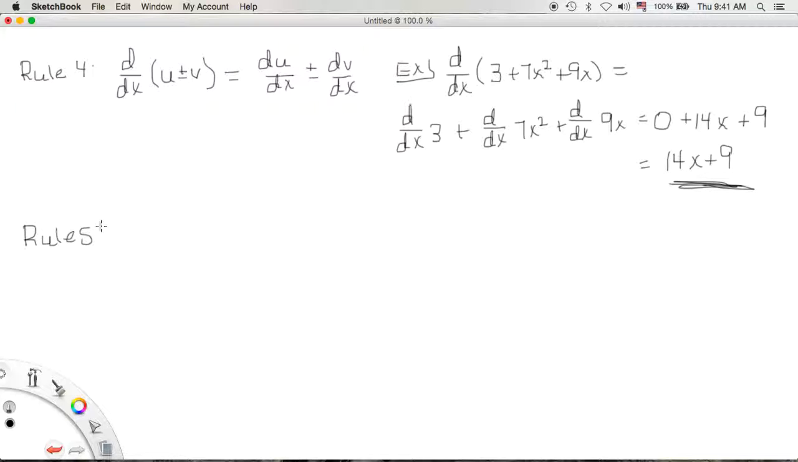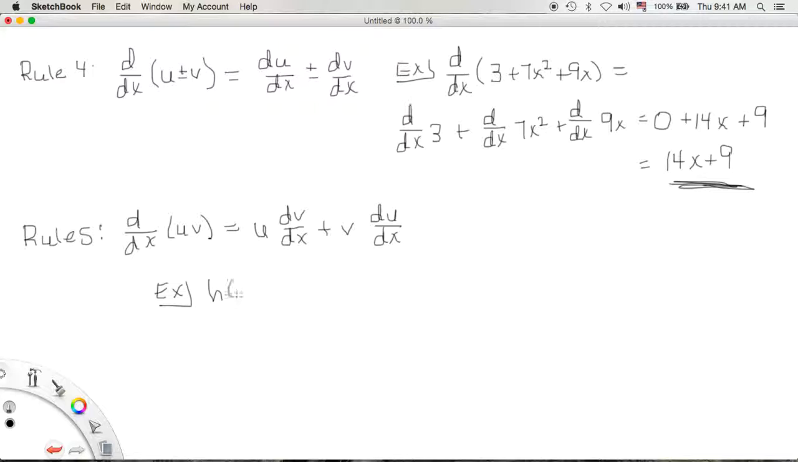All right, another rule is when we have two functions multiplied by each other. This is called the product rule, and you need to make sure you know this one because it's not quite as obvious. So when you're taking the derivative of two things multiplied, you take the first times the derivative of the second plus the second times the derivative of the first. So let me show you what I mean by that.